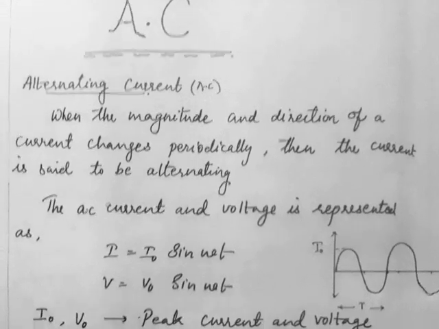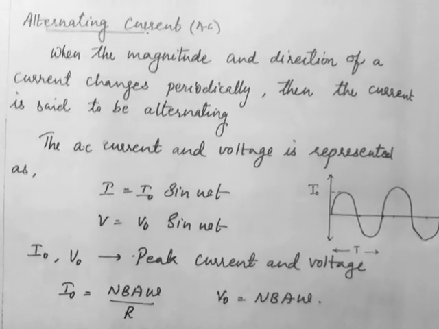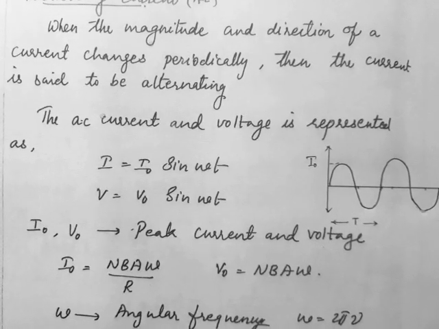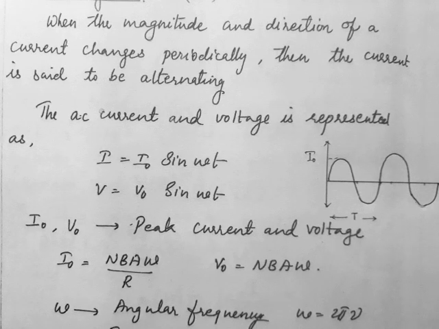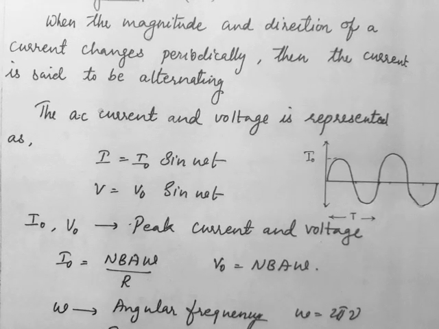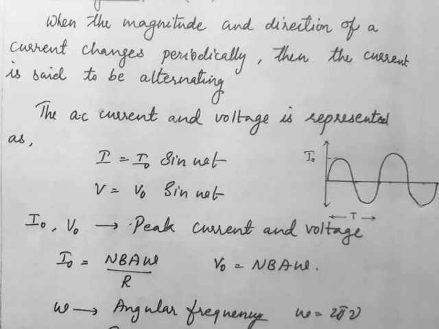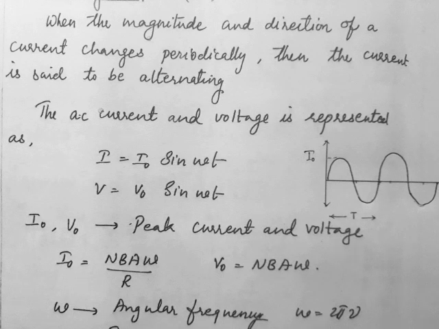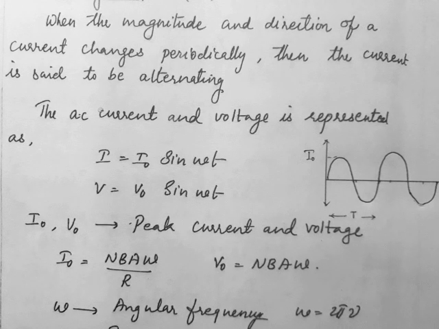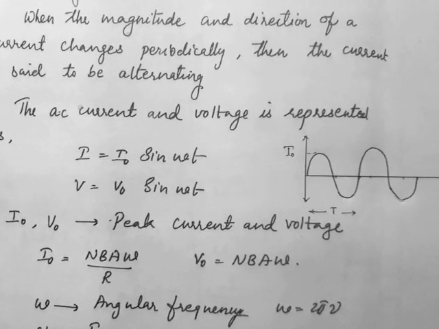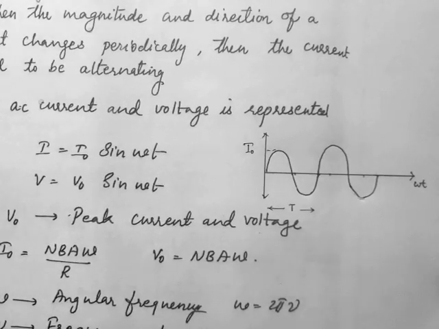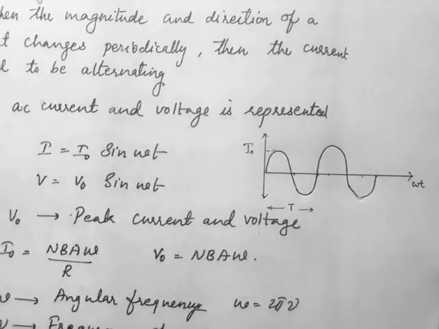So the current in AC and the voltage in AC is represented as I equal to I0 sin omega t and V equal to V0 sin omega t, where V is the voltage at any particular time t and I is the current at a particular time t. I0 and V0 are the maximum current and maximum voltage, which we call the peak current and peak voltage. So in this picture, if you remember, we have plotted the graph of AC.